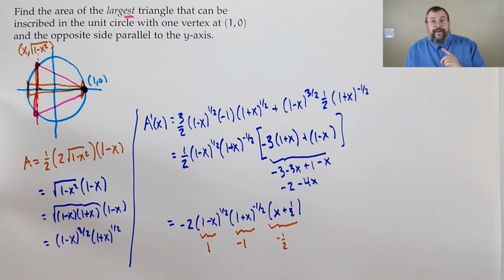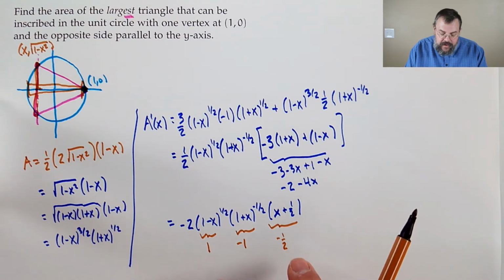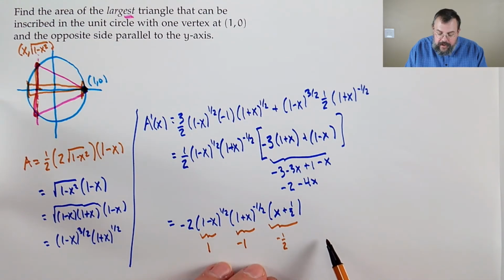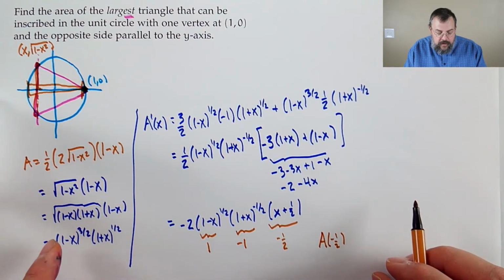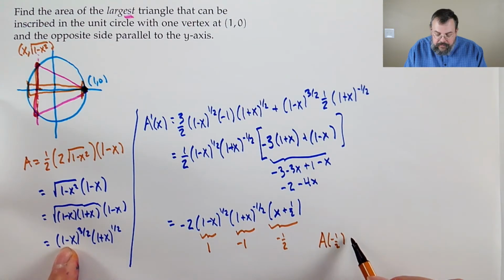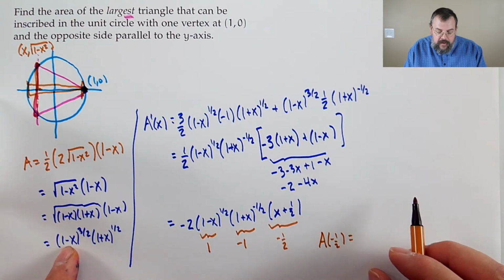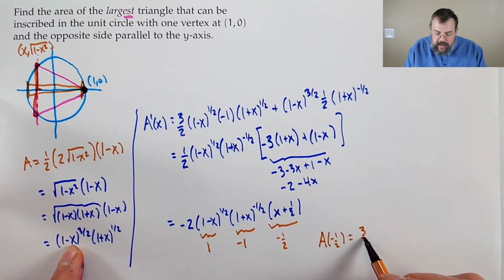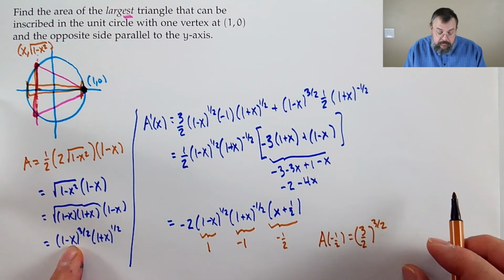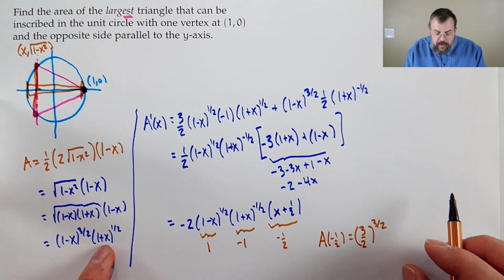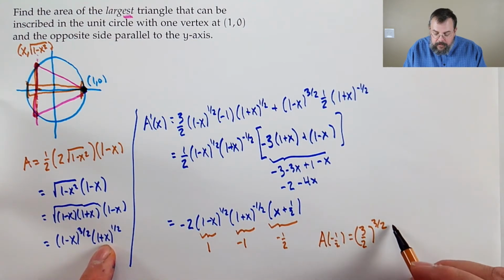Now, that's not our answer because we're looking for the area, but now we know what to plug in. So we can say that our area at negative 1/2 would be 1/2 times 2, which is 1. Actually, we can use this form right here, right? So 1 minus negative 1/2 would be 3/2 to the 3/2. Okay, and then 1 plus negative 1/2, which would be 1/2 to the 1/2.